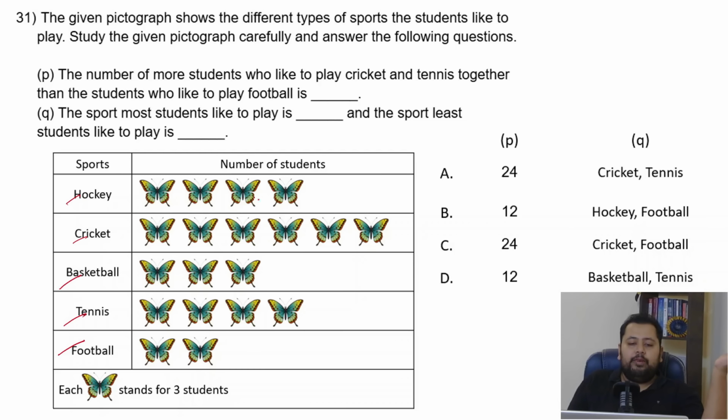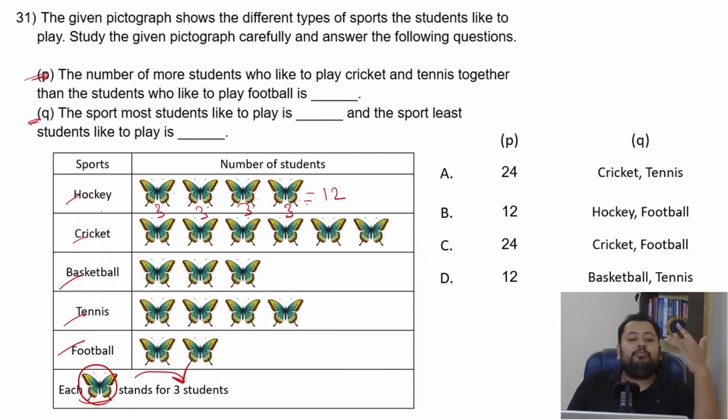And there are some butterfly images given over here. So there are four butterfly images. And each butterfly image stands for what? Three students, right? So hockey is being liked by how many? 3 plus 3 plus 3 plus 3. If you add 3 plus 3 is 6, plus 3 is 9, plus 3 is 12. So 12 students. So you have to find out for all these first and then solve this question.